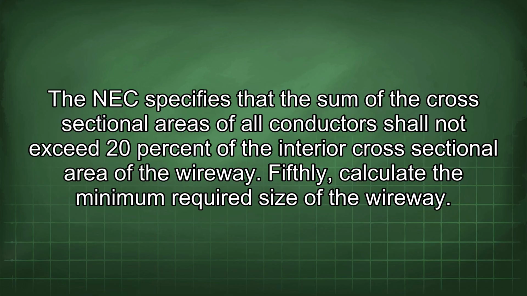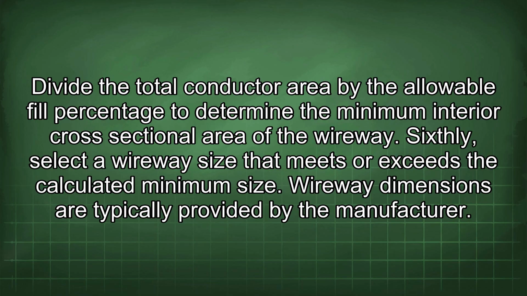Fifthly, calculate the minimum required size of the wireway. Divide the total conductor area by the allowable fill percentage to determine the minimum interior cross-sectional area of the wireway. Sixthly, select a wireway size that meets or exceeds the calculated minimum size. Wireway dimensions are typically provided by the manufacturer.